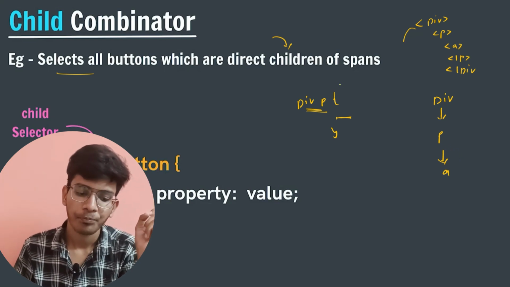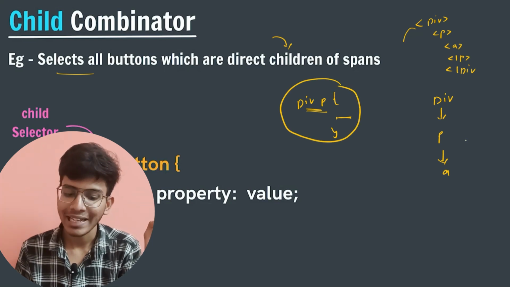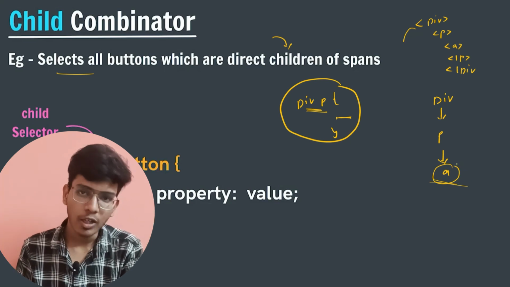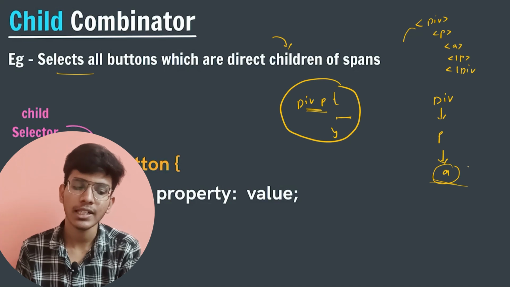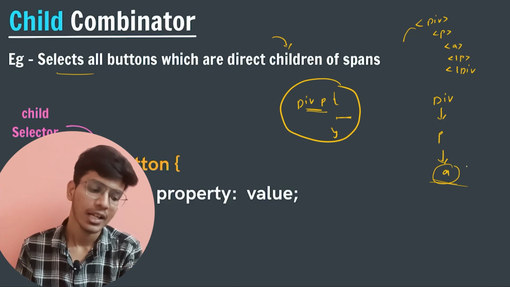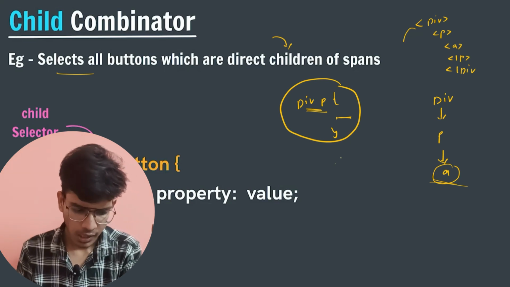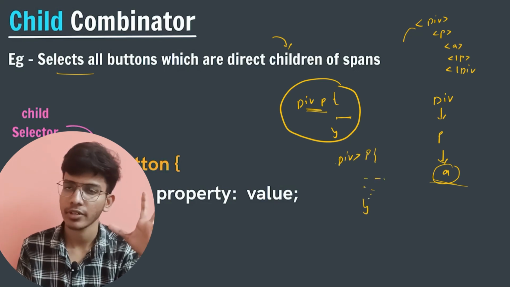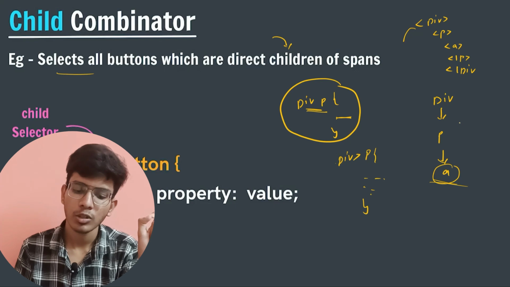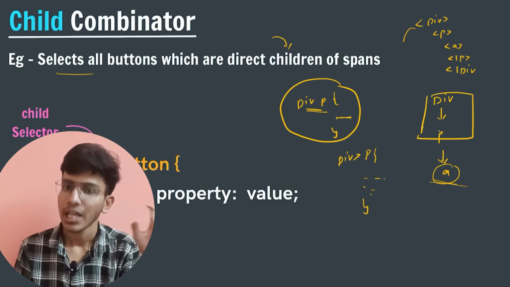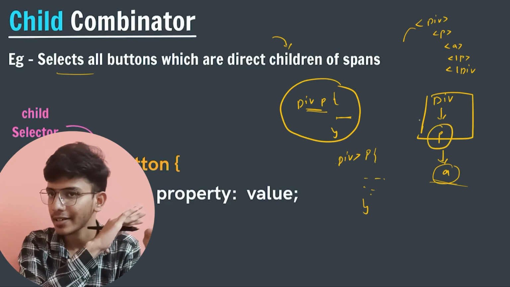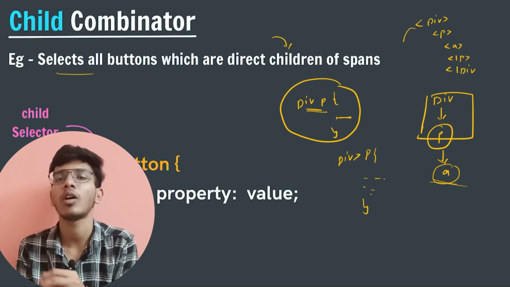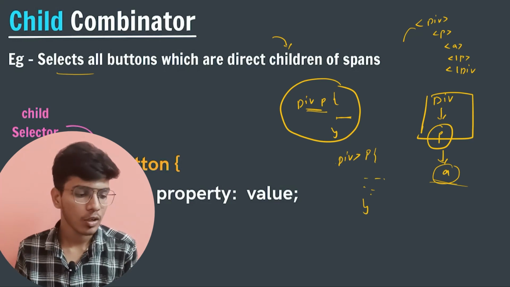Now when I use a descendant selector, it will inherently give styling to the anchor tag also. But the child combinator will only give styling to that particular element. Let's say that I am giving div and p, and I am giving some styling here. So the child combinator will only consider these two things. It will only give styling to this paragraph tag. That's all. This is the difference between a descendant selector and a child combinator. Okay, now let me show it to you.